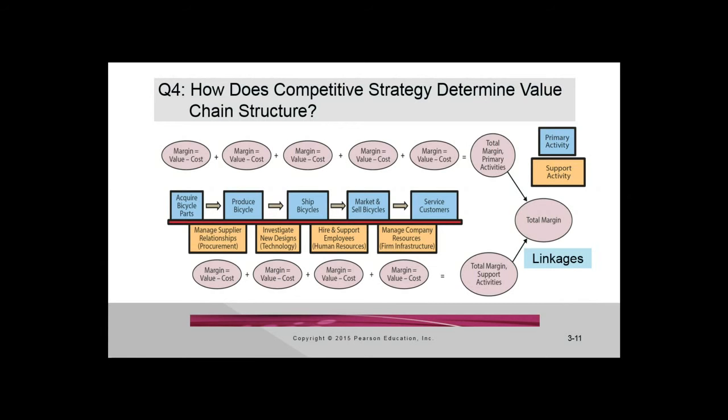Market and sell bicycles. We call this sales and marketing, okay? Think about sales and marketing services. A lot of you guys are in marketing. Inducing buyers to purchase the product and providing a means for them to do so. This has really changed a great deal.